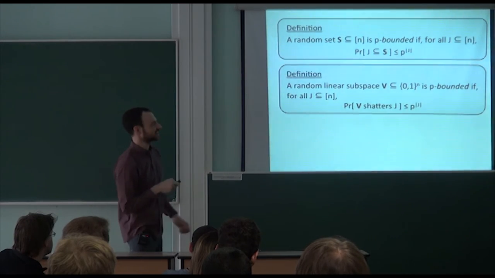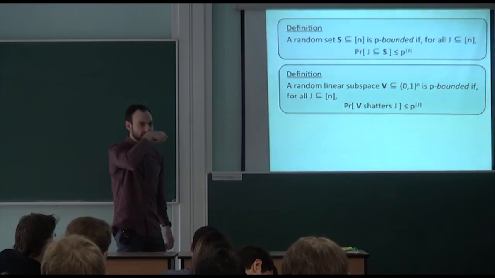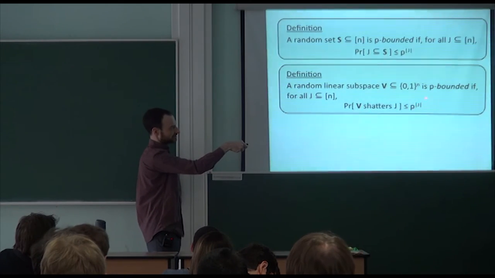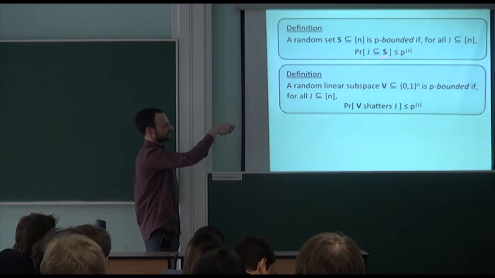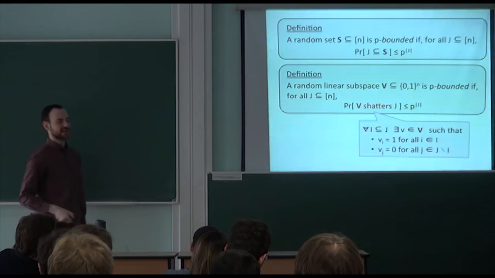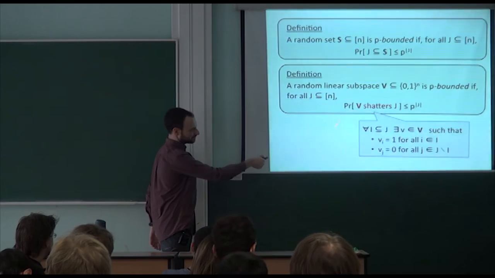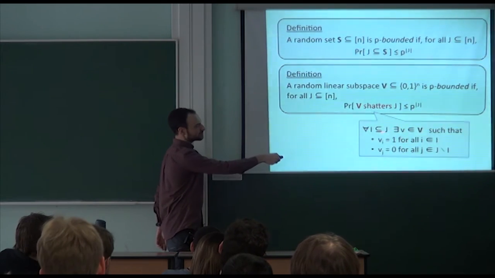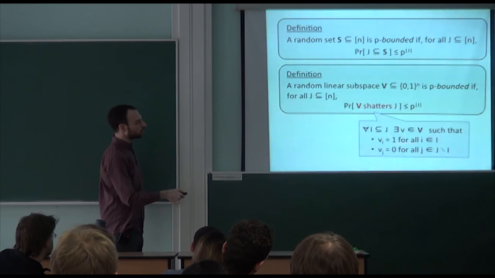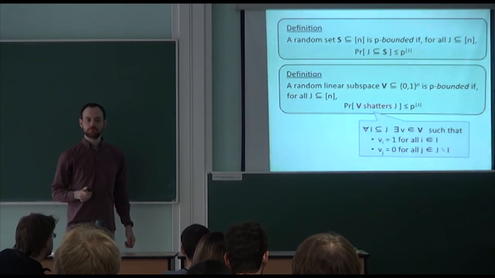I'll say what shatters means in a second. This definition will look similar. We'll say that V is p-bounded if for every set J of variables, the probability that V shatters J is bounded by p to the size of J. V shatters J will be analogous to S containing J. This notion of shatters may be familiar from the definition of VC dimension. What does it actually mean? It means that for every subset I of J, there's some element of V which is 1 on all coordinates of I and 0 on all coordinates of J minus I.